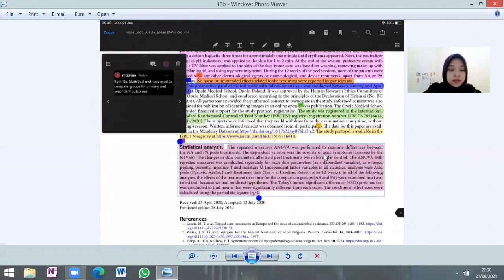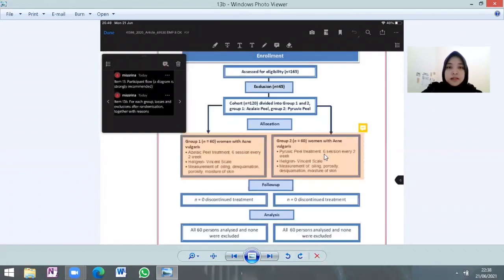Okay, for the next item, number 12B and 13A are not reported in this article. Let's just move to the next reported item, number 13B. Number 13 is the section diagram. Number 13B: for each group, loss and exclusions after randomization, together with reasons. In this article it is reported on page number 6 and page number 2. On page number 6, there is a diagram.